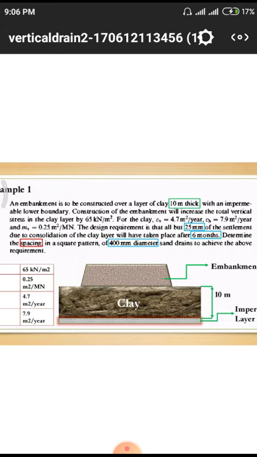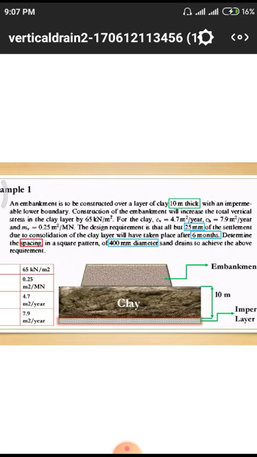On the clay strata we also have some stress distributions, so we have to consider those things also. After that we have Ch equal to 7.9 meter square per year. That means the consolidation is 7.9 meter square for every year. And mv equals 0.25 meter square per meganewton. The design requirement is 25 mm settlement due to this consolidation of the clay layer to take place over a period of 6 months.